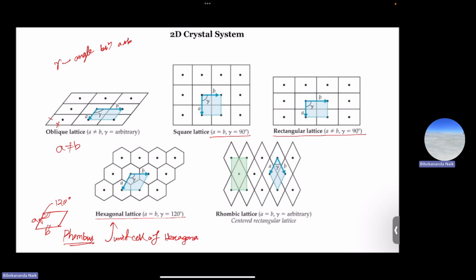And then the rhombic lattice, for which A is equal to B and gamma is arbitrary. Then the centered rectangular lattice. So this is an example of a centered rectangular lattice. So these are the 2D crystal systems.